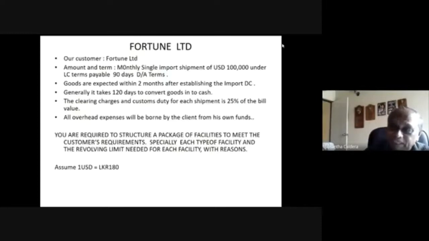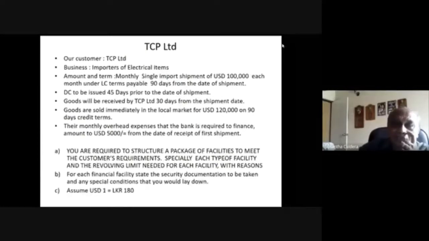But this is the basics. These are the basics. Right? Okay. Shall we try the second one? Can you read the question?